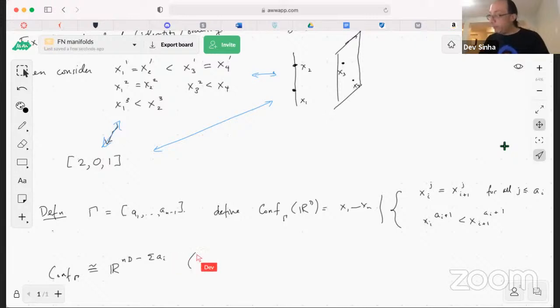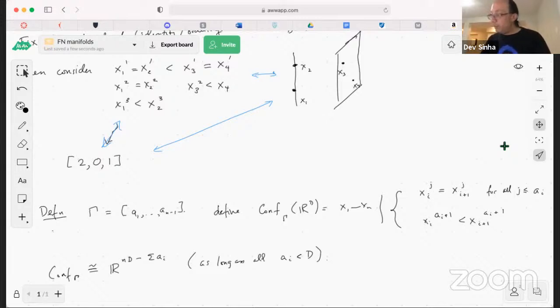And this is as long as all a_i are less than D. If any a_i equals D, then of course you're violating the configuration space definition, in which case this is empty. But it's not one of those cases where the empty set works out. You don't get a Euclidean space at all. You get the empty space.